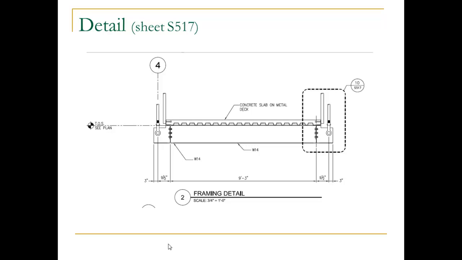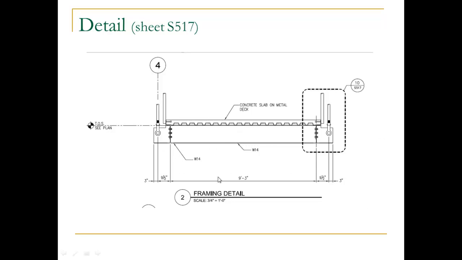This is a cross section through the running track above the gymnasium, and again, this is on sheet S517. It gives us the TOS, top of steel, so this is the actual structural steel. On top of that, it has a metal deck, and then there's poured concrete on top of that, and another finished floor, which is the track surface itself. And we see part of the railing.